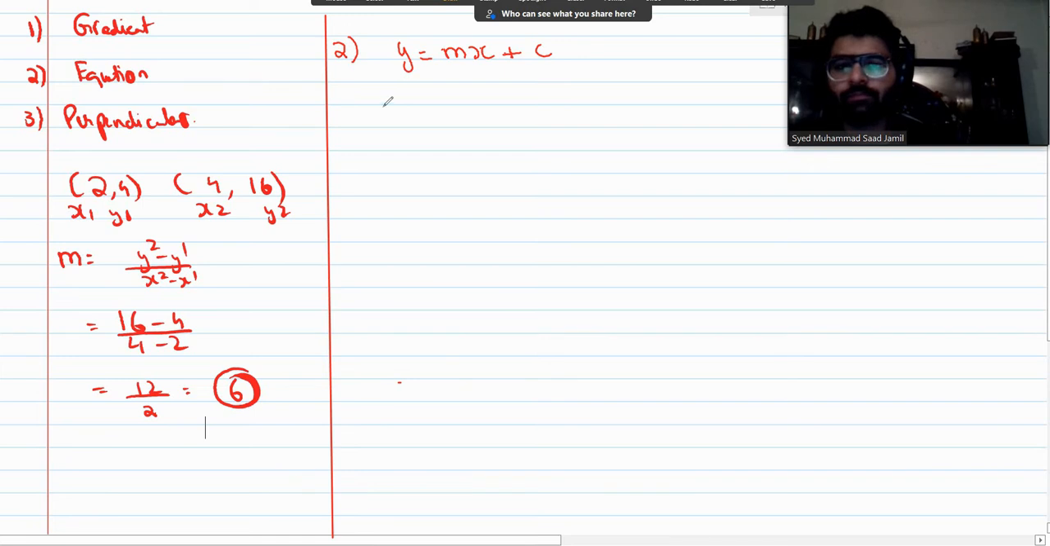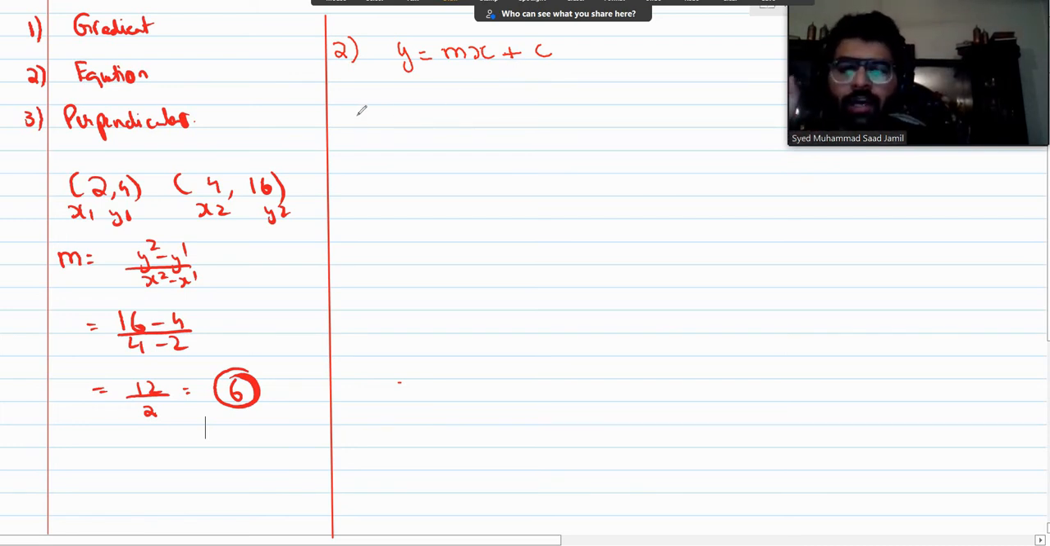One second, sir. Sorry to cut you off, but the point we just marked on the graph, that was the y-intercept, c? Yeah, c, which is the y-intercept. Okay. It's the y-intercept because the line intersects on the y-axis at this point. That's why it's the y-intercept.